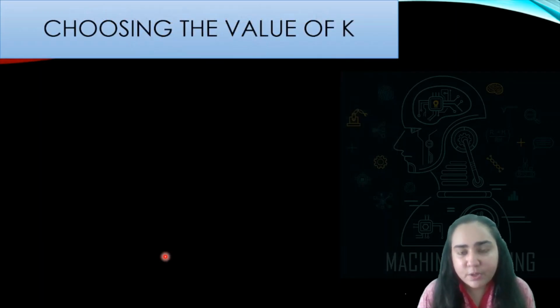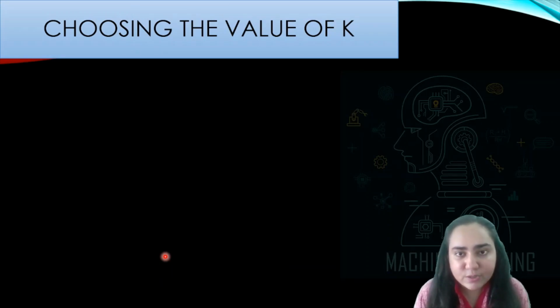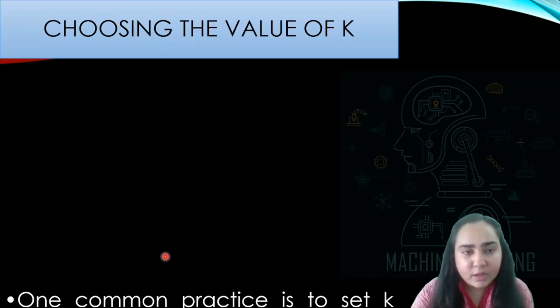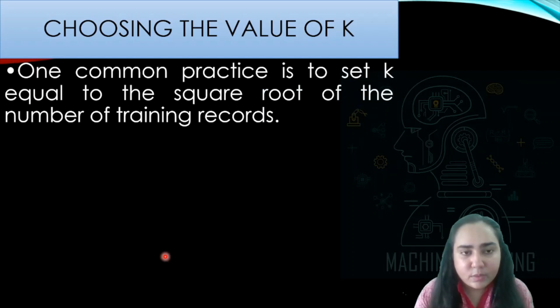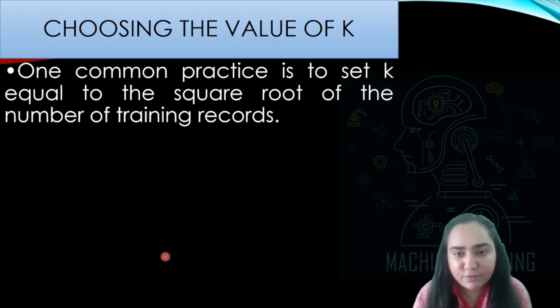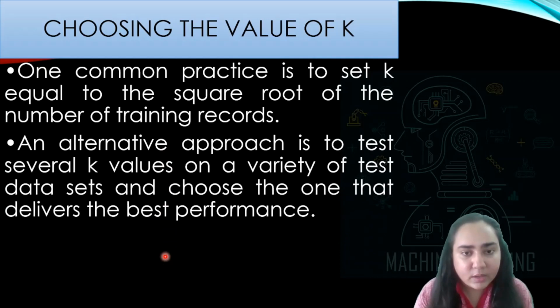Now, the tricky part in a k-nearest algorithm is to choose the value of k. And the most common practice to do it is to set k equal to the square root of the number of training records. So if you have 15 records, set k to be root 15. Another alternative approach is to test out several k values on a variety of test data sets and then choose one that delivers the best performance. Okay, so you can try out different kinds of k values for your data set.